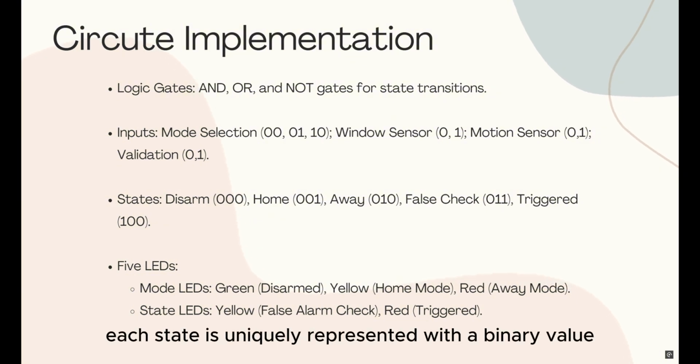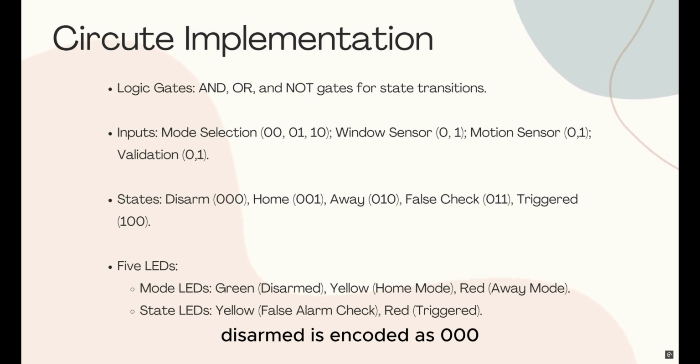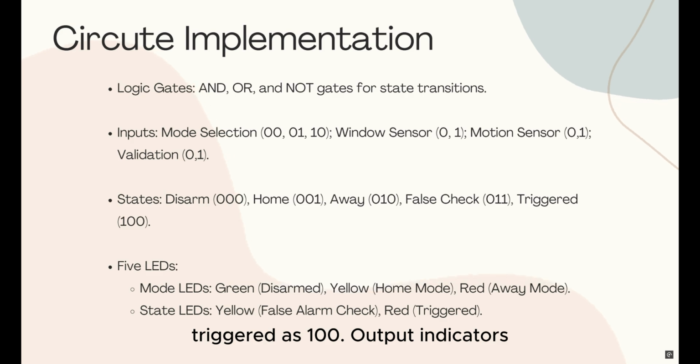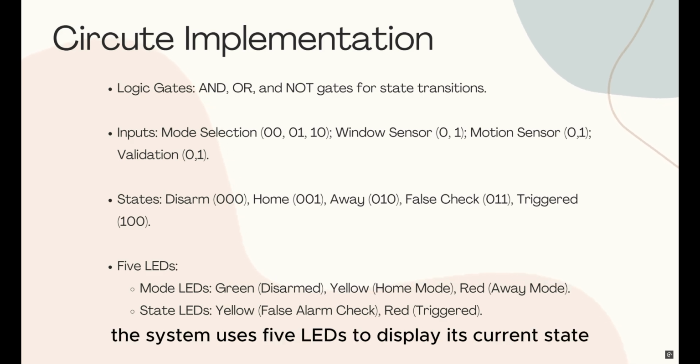State encoding. Each state is uniquely represented with a binary value. Disarmed is encoded as 000, home mode as 001, away mode as 010, false alarm check as 011, triggered as 100. Output indicators. The system uses 5 LEDs to display its current state.